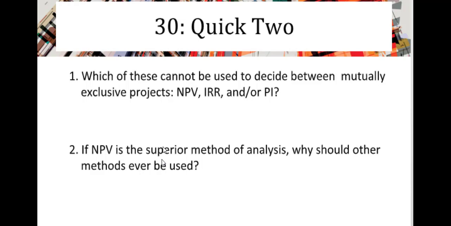Accounting rate of return, or average accounting return, and payback period are the methods which do not take into account the time value of money and ignore the risk. So those methods are not used because they ignore the risk.